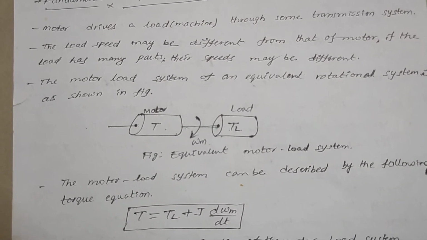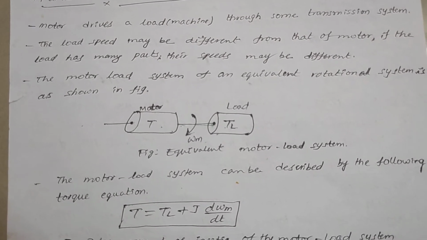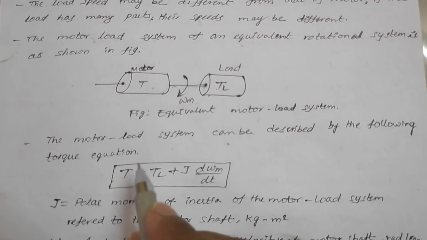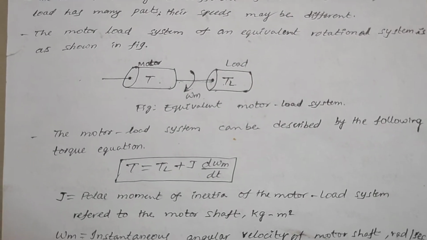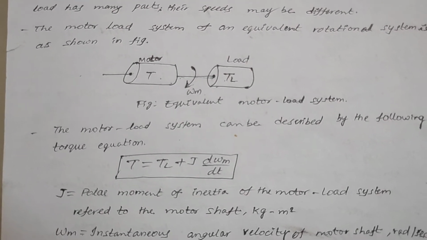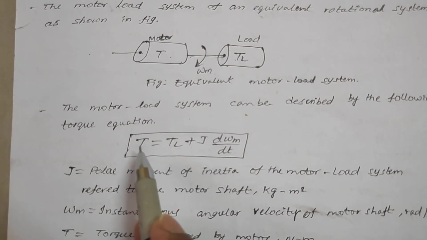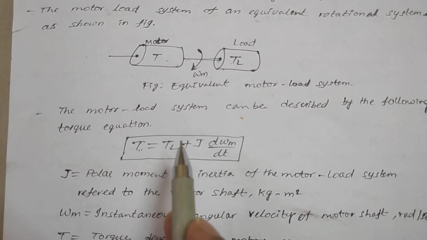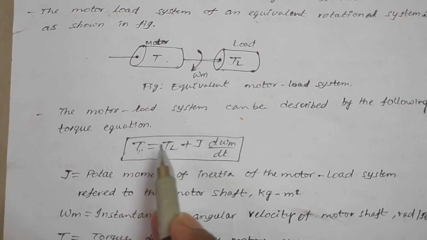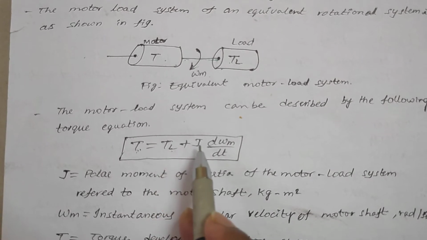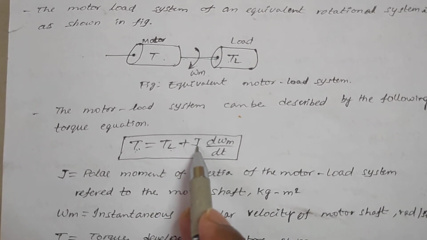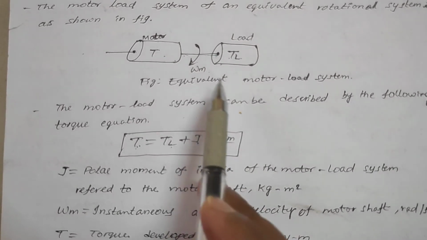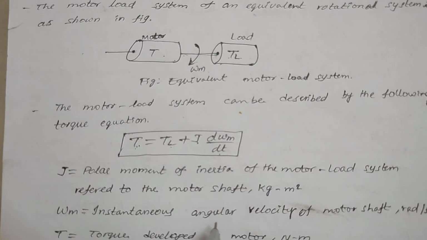The motor load system of an equivalent rotational system is like this, and the motor load system can be described by the following torque equation. This is the torque equation. Here T is nothing but the torque developed by the motor, and TL is nothing but the load torque. J is nothing but the inertia of the motor, d omega by dt, where omega m is nothing but the speed of the motor.